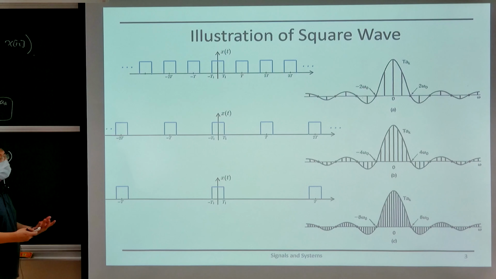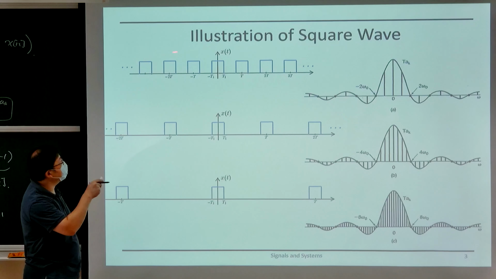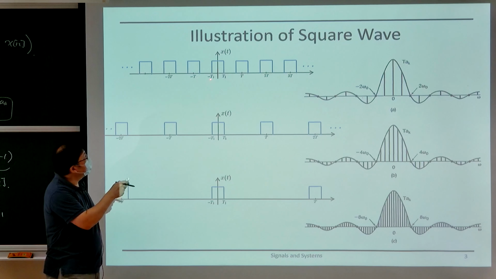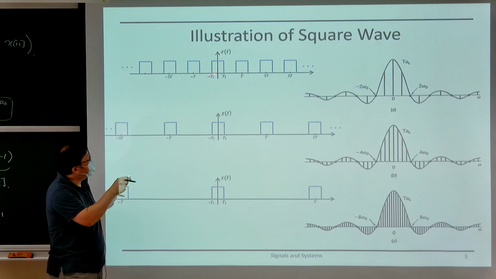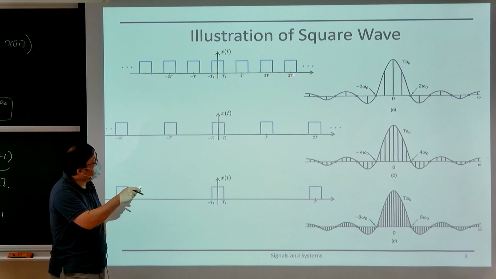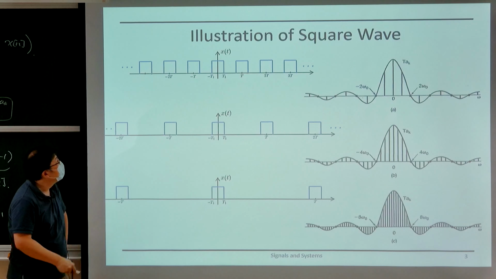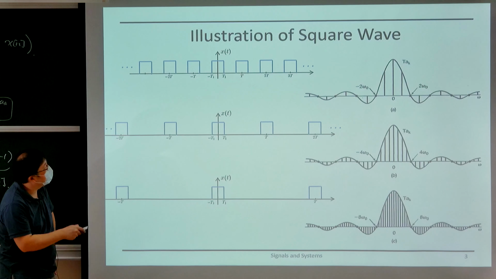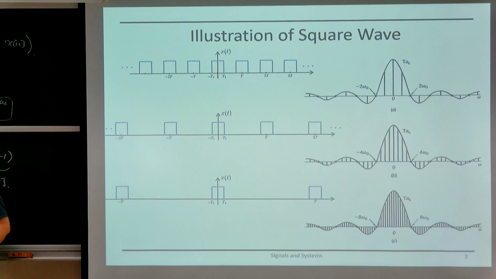So to visualize this, suppose you consider a square wave like this. Okay. So here, this square goes from minus t1 to t1, and it is repeated every capital T, integer multiple of capital T. So for this specific example here, we're taking T equal to 4 times t1. Okay. So here we have T equal to 4 times t1.